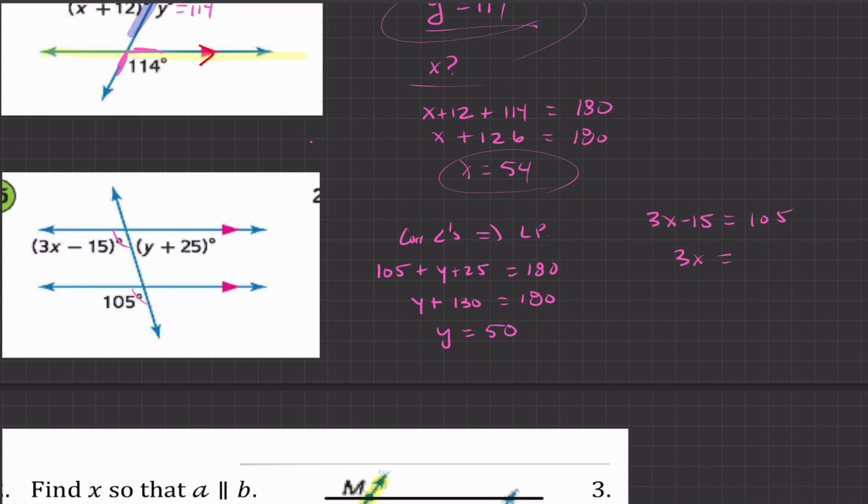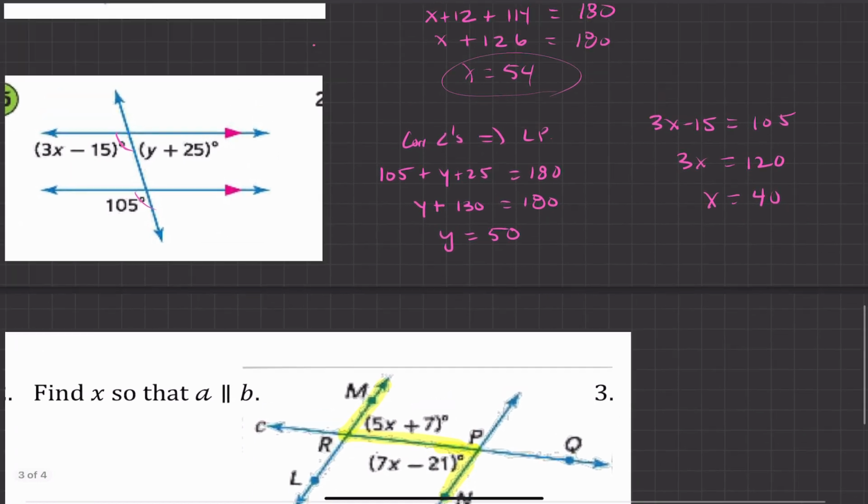3x is equal to... What is that going to give me? That is going to give me 120. So x is equal to 40. And there you go. I just figured out what x is equal to.